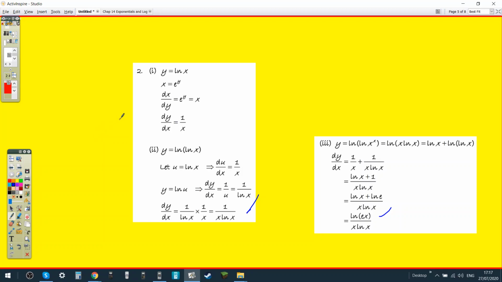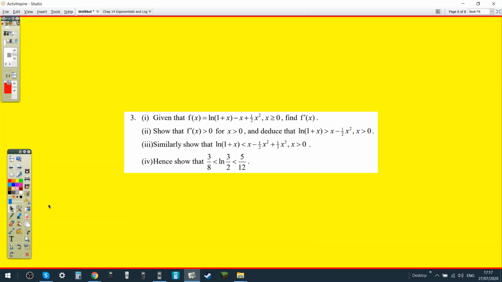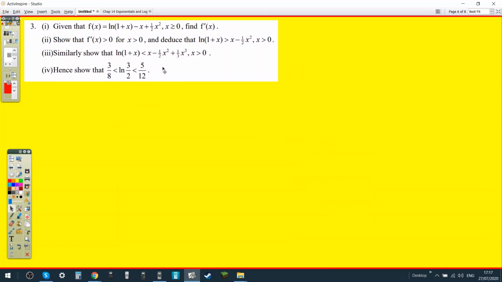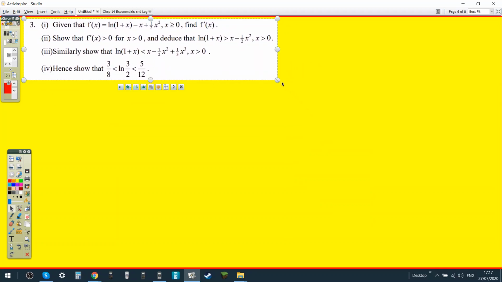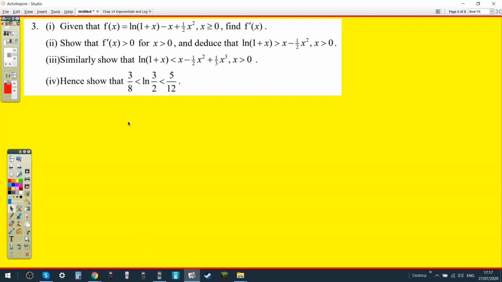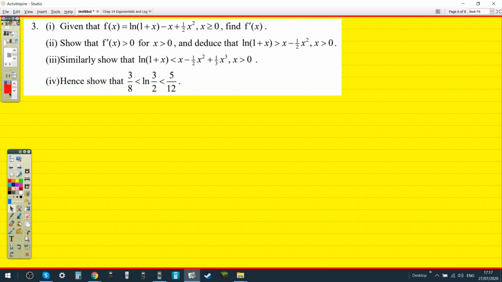Yeah, what's the big picture there? Just put the power to the front, and then product rule. Okay. Hard differentiation. I'll never say that. Don't scare me.